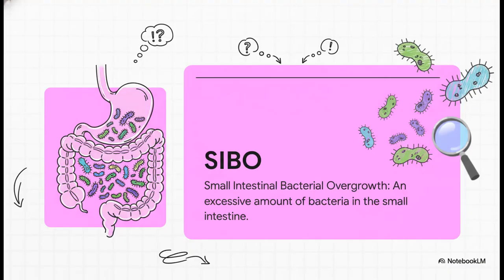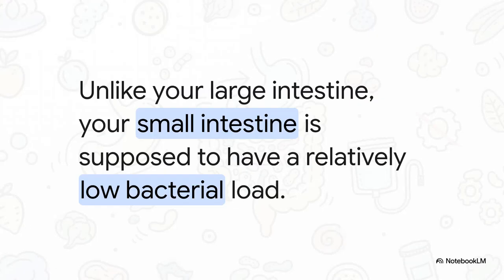SIBO is just a short way of saying small intestinal bacterial overgrowth. And honestly, the name says it all. It just means that too much bacteria has set up camp and started growing in your small intestine. Now, here's the thing you gotta know. This is all happening in your small intestine. See, your large intestine is supposed to be packed with bacteria. That's normal. But your small intestine, it's meant to be more like a quiet neighborhood street. Not a lot of traffic.